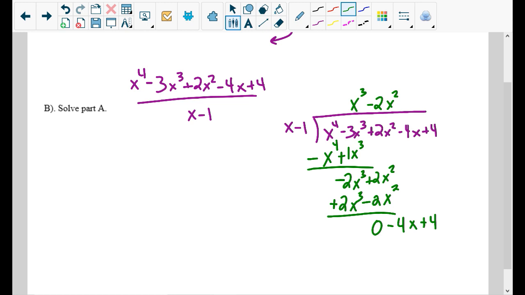But what I'm going to do now is looking at x into negative 4x. So I just need a negative 4. So negative 4 times x is negative 4x. Negative 4 times a negative 1 is a positive 4. And again, we do our subtraction, that becomes positive and a negative, and we end up with 0 remainder. So here's my answer, x to the third minus 2x squared minus 4.